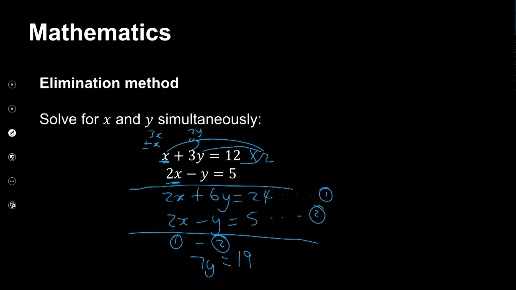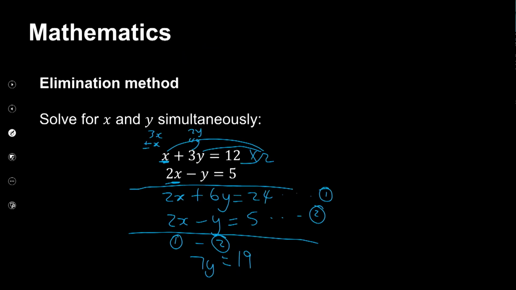So let me quickly verify that I've done the right thing here. It will be 6y minus that, which is definitely 7y. Then the 24 minus that will give me the 19 there. So it means now I am at 7y equals 19. Then y will be equal to 19 over 7, right? Why am I getting a fraction?